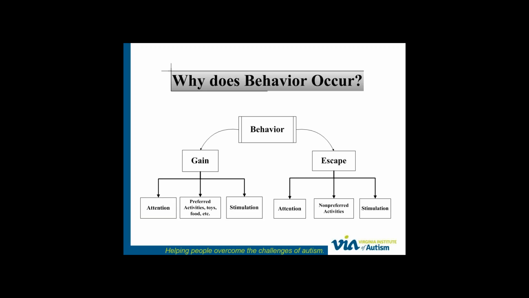On the gain side, we can engage in behavior to gain access to attention, so other people's attention, or to gain access to tangible items such as food, toys, preferred activities, paychecks, things like that, or gain access to stimulation. On the escape side, again, we could engage in problem behavior or appropriate behavior, any behavior to escape social attention, like with a telemarketer, escape non-preferred activities, or escape certain stimulations. So we'll go through all these in detail.